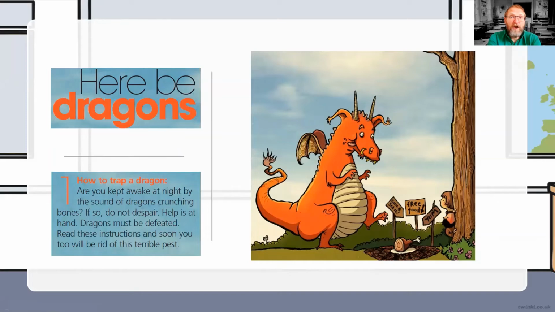And let's go all the way back to that opening paragraph when we first looked at Here Be Dragons. And the opening paragraph says, how to trap a dragon. Are you kept awake at night by the sound of dragons crunching bones? There we've got the rhetorical question. If so, do not despair. Help is at hand. Dragons must be defeated. Read these instructions and soon you too will be rid of this terrible pest. So that was the opening paragraph that we saw earlier.